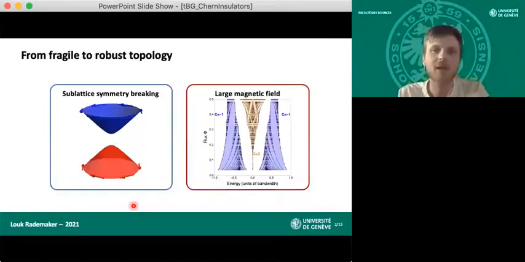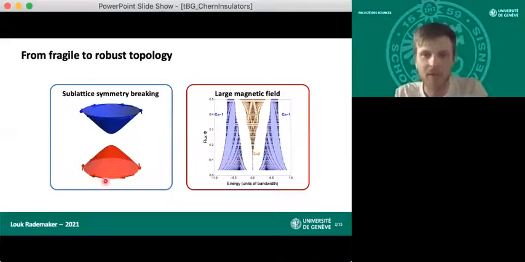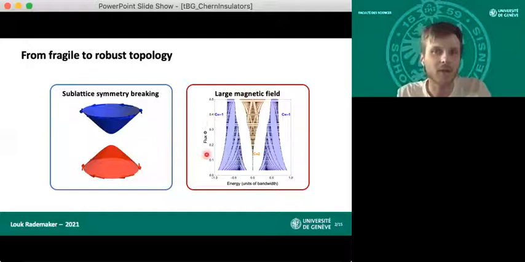Now, there are two ways that you can make this topology explicit, that is, making sure that these bands actually carry a non-zero Chern number. And these two ways are either by sublattice symmetry breaking or by a large magnetic field. And I will talk about both of them in my talk. Let me start with the sublattice symmetry breaking.